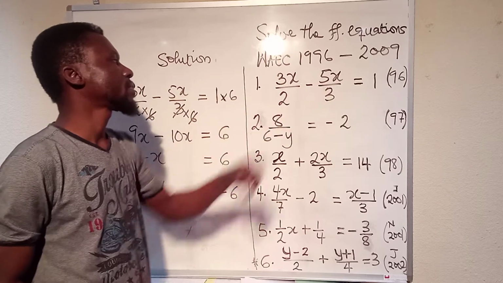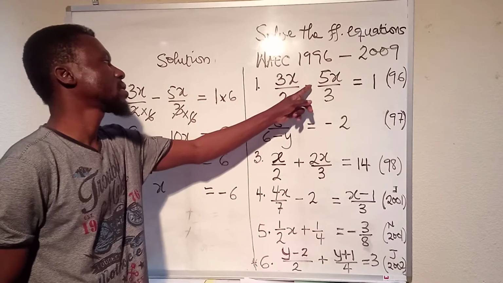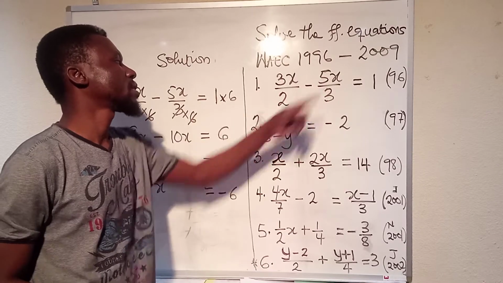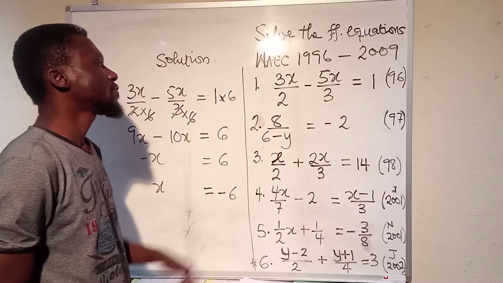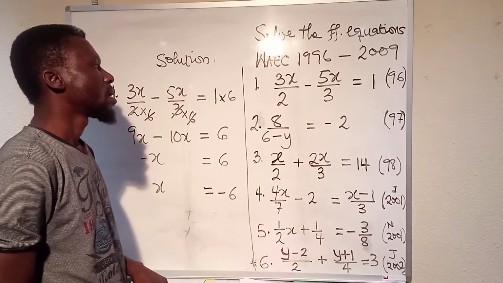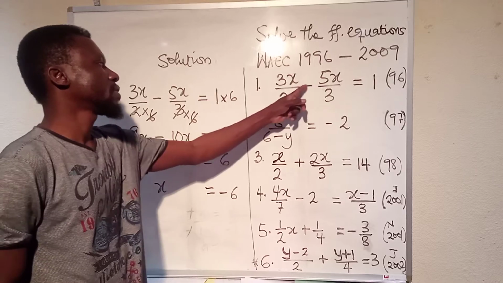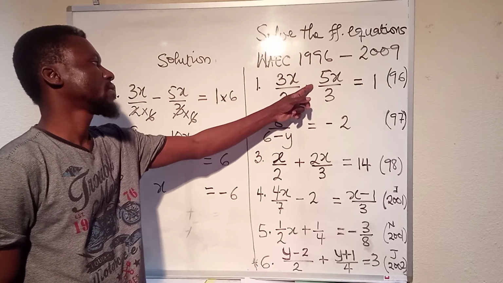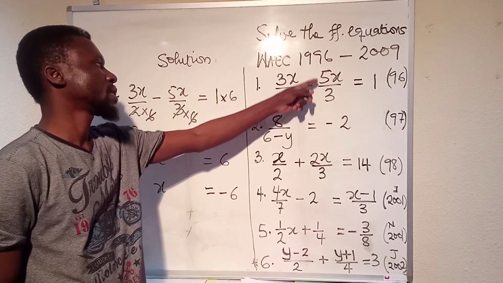And then 5 times negative 6, this is negative 5 times negative 6, is equal to negative 30. Negative 30 over 3 will give us negative 10. So negative negative will be positive. So negative negative 10 will give us positive 10, that is 10.